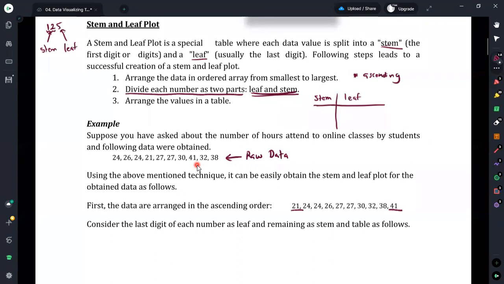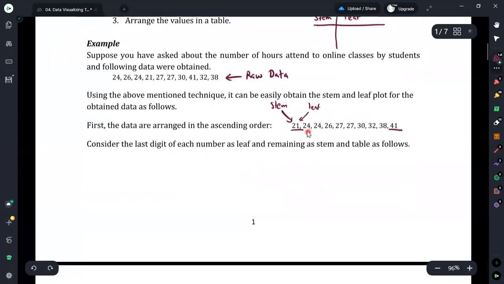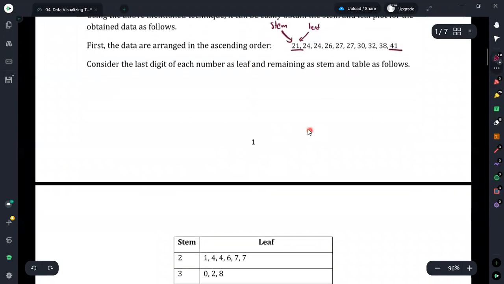Therefore, if you consider this 21, the 2 falls under the stem, and the 1 is the leaf. It is much easier if you first identify the leaf, and thereafter the remaining portion of the number falls under the stem. Therefore, the constructed table is given below.